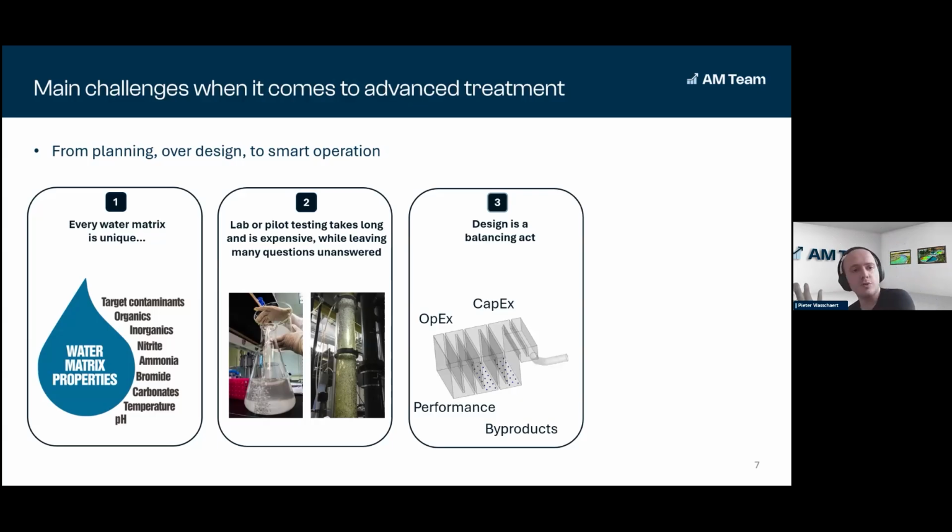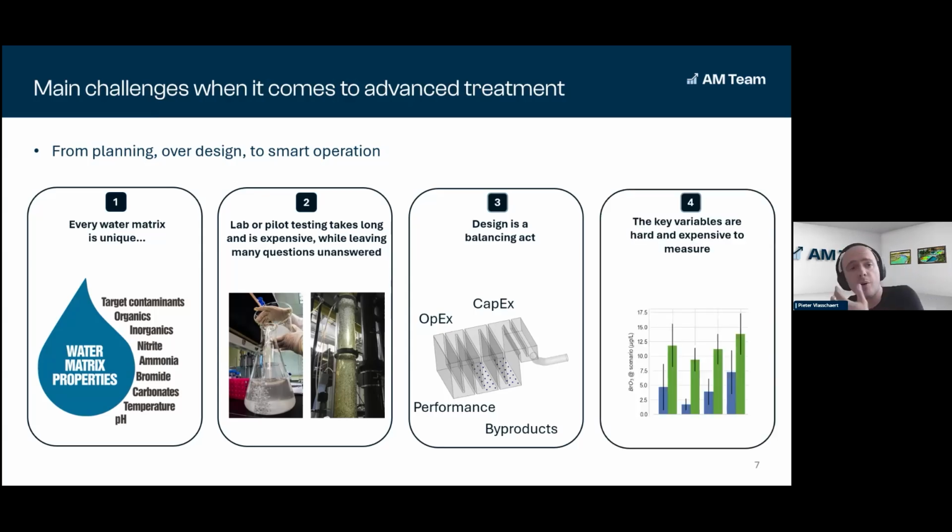And then when you really go to the design stage, designing such a full-scale plant is always a balancing act. How do you design for optimal performance, the removal of micropollutants, mass transfer of your system, while keeping your byproducts like bromate as low as possible? And then, how do you balance CapEx and OpEx? So it's a continuous balancing act where a lot of decisions have to be taken. And then, when you operate such a plant, but also during piloting, key variables like bromates and micropollutants are actually hard to measure. There's not an easy sensor to measure those kind of things.